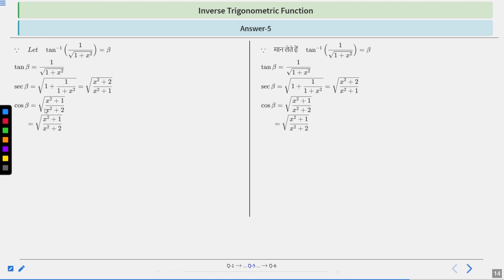Right? Therefore, cos beta is equal to root over x square plus 1 upon x square plus 2. Clear? Therefore, cos beta, which is root over x square plus 1 upon x square plus 2, will be the right answer. Got it?